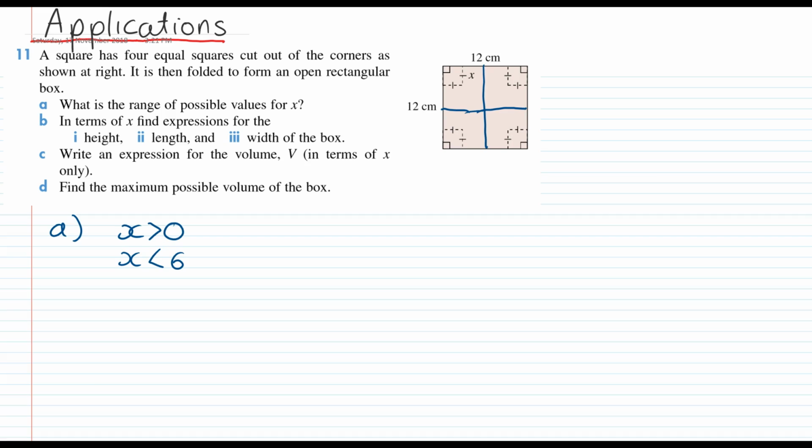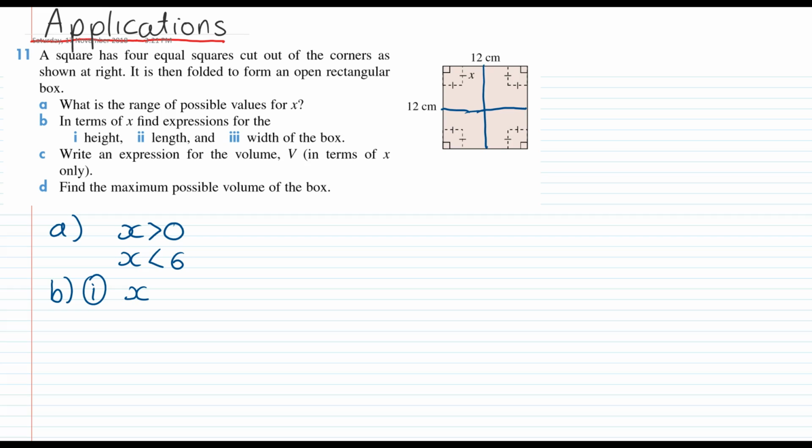So B says in terms of x, find an expression for the height. So the height of this box is just x. So B(i) is just going to be x, because when we cut this out and fold it up, the folding up gives the box height.